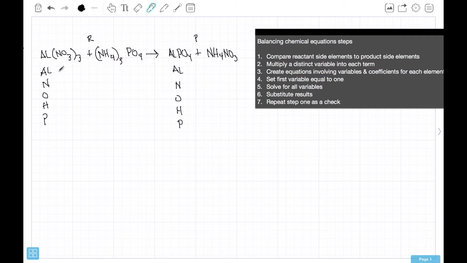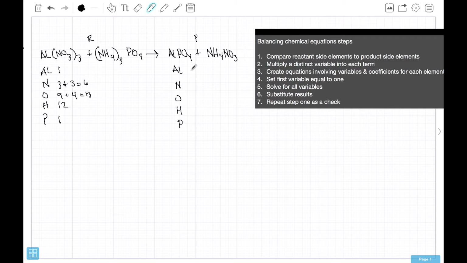And for aluminum, we only have 1 in the first term. For nitrogen, we have 3 in the first term plus 3 in the second term gives us 6. For oxygen, we have 9 in the first term, 3 times 3, plus 4 in the second term. It's going to give us 13. And for hydrogen, we have 3 times 4. It's going to give us 12. And for phosphorus, there's just 1.